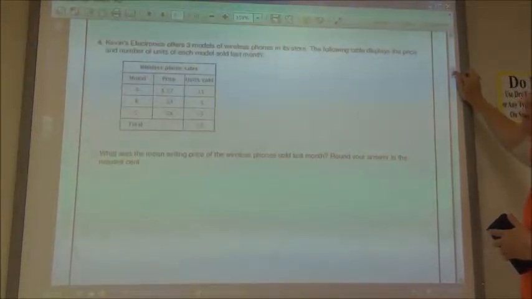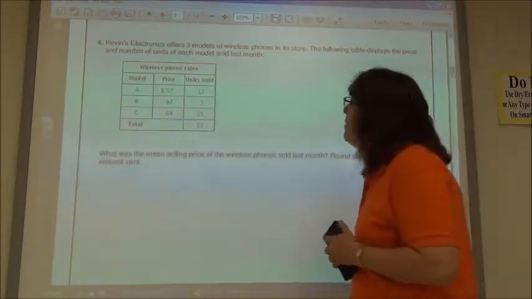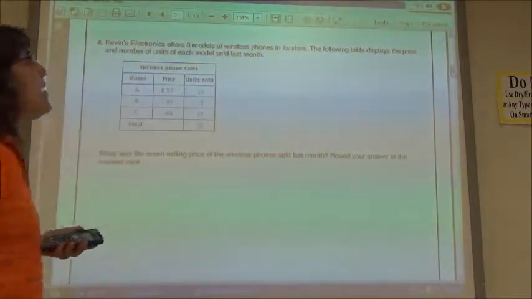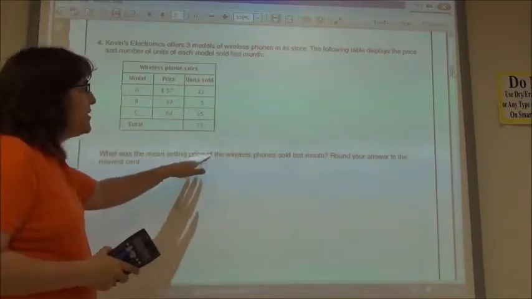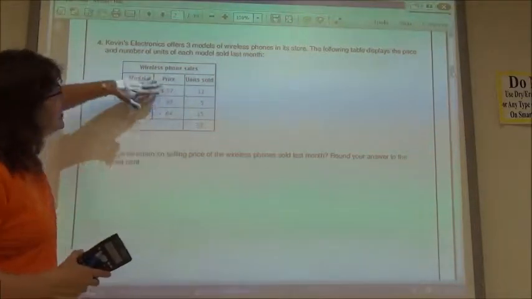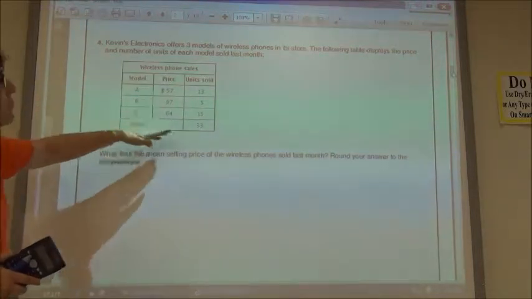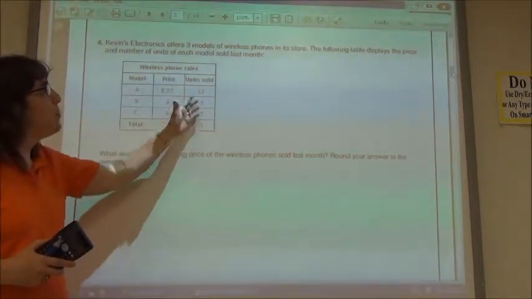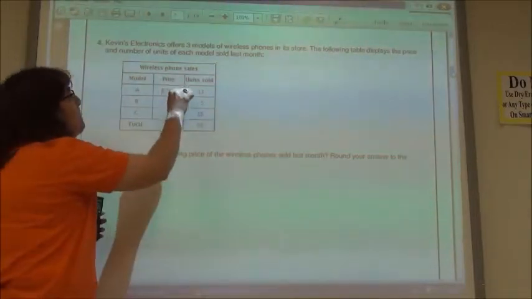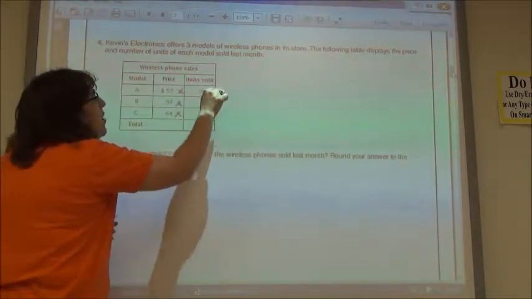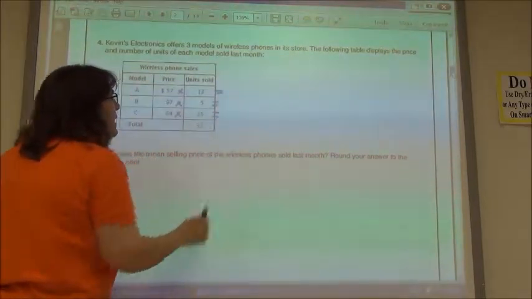Number 4, Kevin's Electronics offers 3 models of wireless phones in the store. The following table displays the price and number of units each model sold last month. What was the mean selling price of the wireless phones? We can't just take the average of 3. What we have to do is find the total amount that we made by selling our items. So we're going to start and multiply to figure out how much money the store took in.